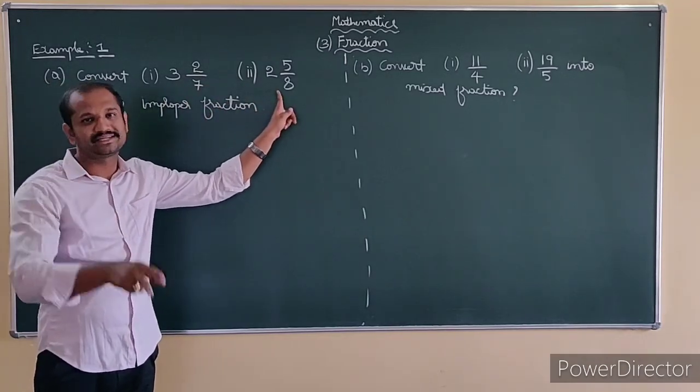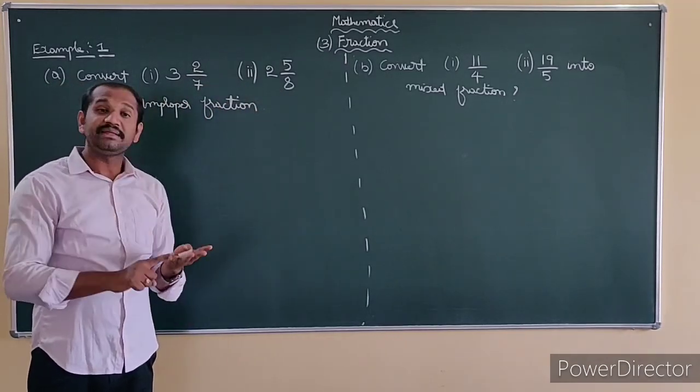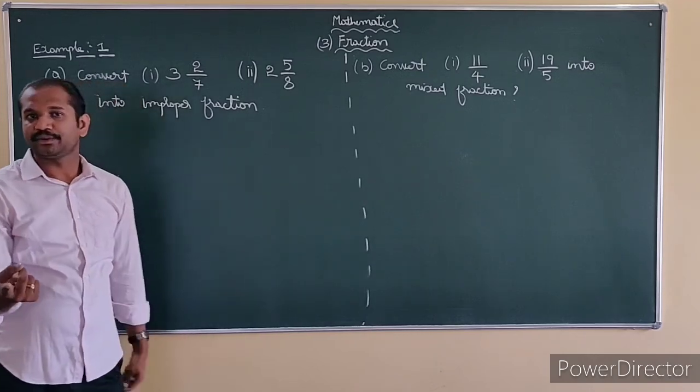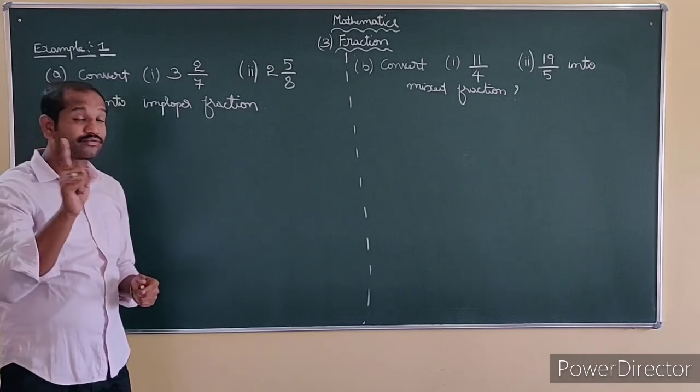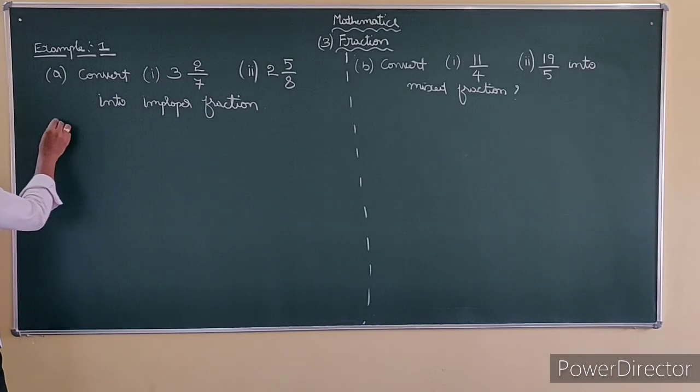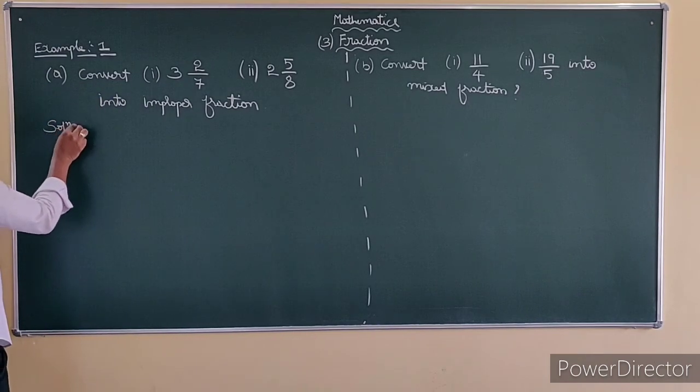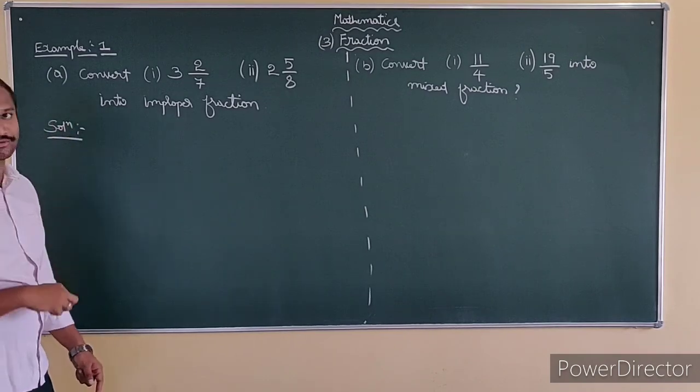First of all, what type of fractions are these both? These both are called mixed fractions. Remember, only mixed fraction can be converted into improper and improper can be converted to mixed. Understand? Don't forget this. So let us start doing this. Before that, let us get a formula for that.